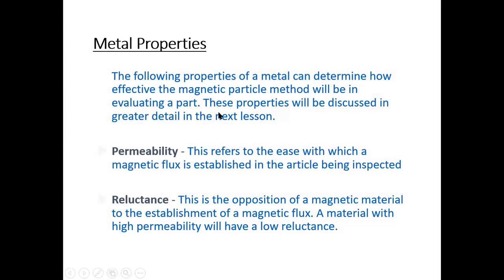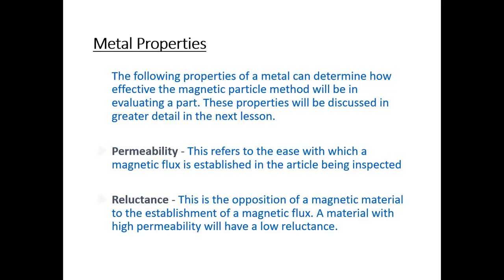Because suppose you are applying current and a huge magnetic field is generated, but once you remove the current, there is less magnetic field. So that will affect the indications. So we have to study these properties in detail, and we are going to see permeability. Permeability refers to the ease with which a magnetic flux is established in the article being inspected. I will explain in a simple way. If you are applying current, the magnetic field will be generated easily if permeability is high. If permeability is low, even if you try to magnetize, it will not easily magnetize.